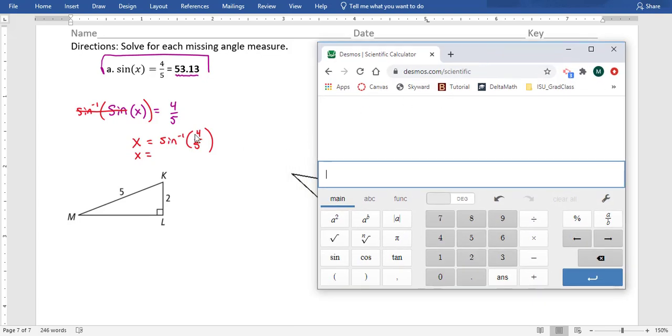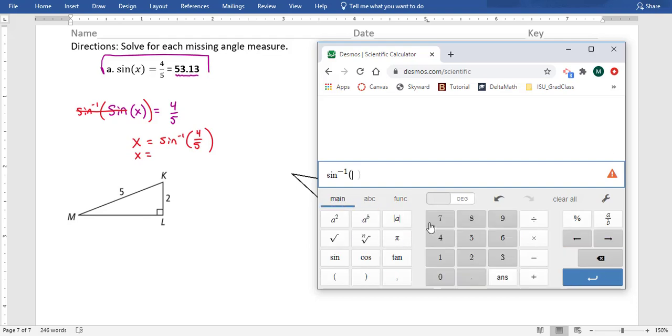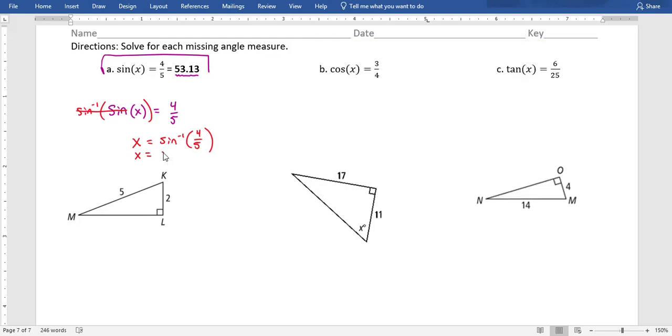I'm going to type in inverse sine. I'm going to go to the functions tab, and sine with the little -1 is right there. That's inverse sine of, go back to main. I can even use a fraction in my Desmos calculator and type in 4 down to 5. Okay, and I see that it's 53.13. You should take a second and make sure that whatever calculator you're using, you can type in inverse sine of 4/5 and get 53.13.